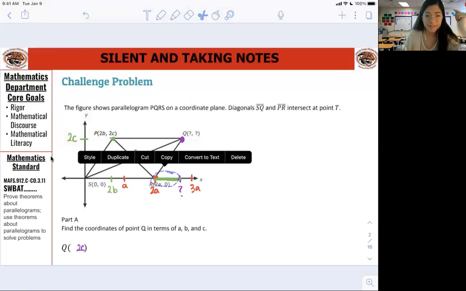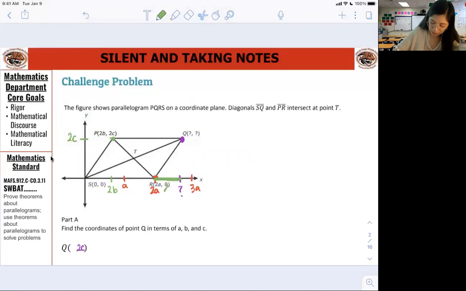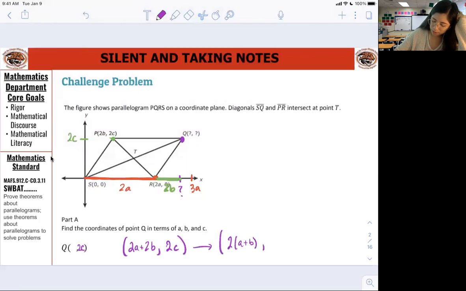Emily, you were a close second. You got it. So this distance representing 2B gets us to where we need to be. So, get it? I said 2B gets us where it needs to be. So we end up with this red portion, which is 2A, and then the green portion, which is 2B, gets us to where we've got to go. So Q is 2A plus 2B, comma, 2C. Or the way Tyrone wrote it also works, 2A plus B, comma, 2C.